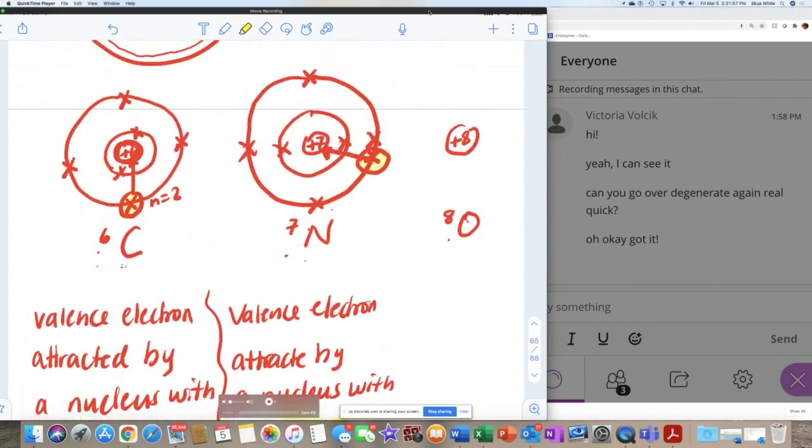So for that reason, the nucleus being stronger and having greater attraction power, it doesn't just pull the last electron, it pulls the electron and the whole energy level in. Okay? So the electron gets sucked in just a little closer, and so does that whole energy level.